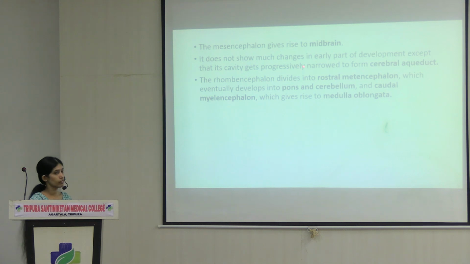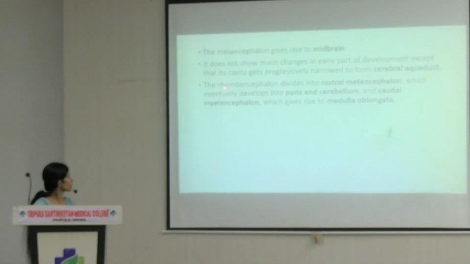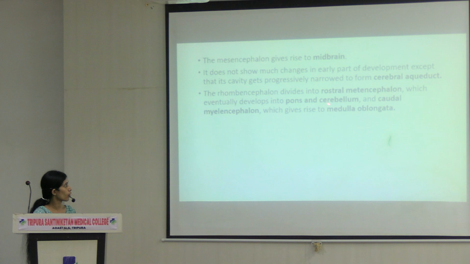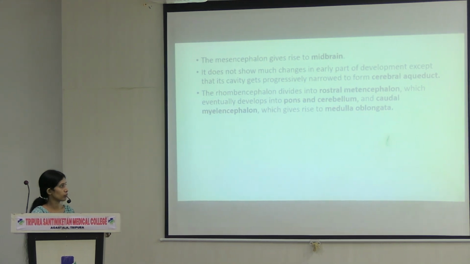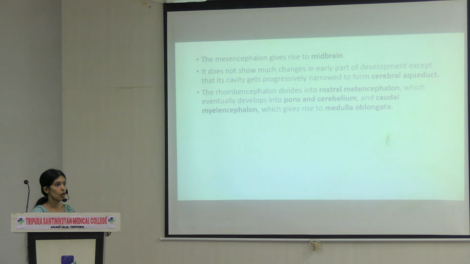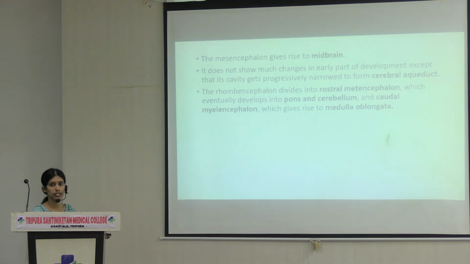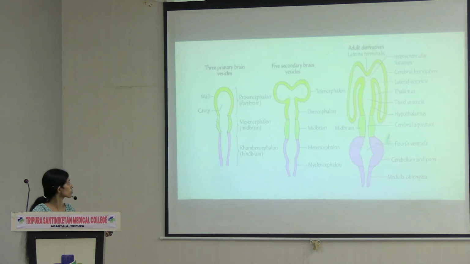Thus mesencephalon gives rise to the midbrain. It does not show much change in early part of development, except that its cavity gets progressively narrowed to form the cerebral aqueduct. The rhombencephalon divides into metencephalon and myelencephalon. The metencephalon eventually develops into pons and cerebellum, and the myelencephalon will give rise to your medulla oblongata. Okay, these are the adult derivatives or structures derived from the secondary brain vesicles.